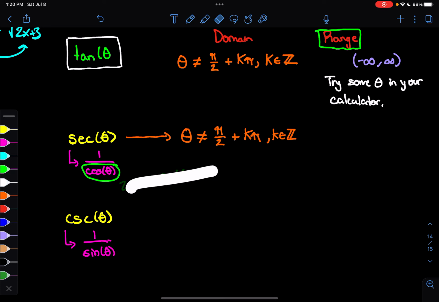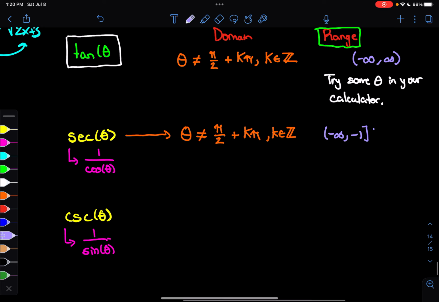So it turns out that the range of secant is any number from negative infinity to -1, including, right, because cosine can equal -1, so that's fine. And then we have to jump over the middle section and restart on the other side, like so. Okay, and again, I encourage you to just plug in some values of your own to kind of verify this.